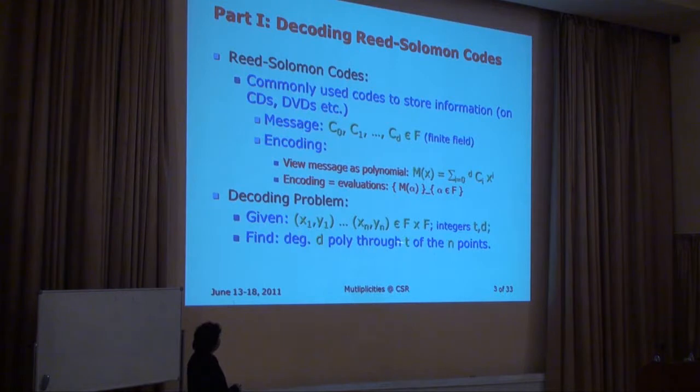And what you would like is the polynomial which passes through as many of these points as possible. In other words, you want the m such that m of xi equals yi for at least t of these points out of n. This is the decoding problem.